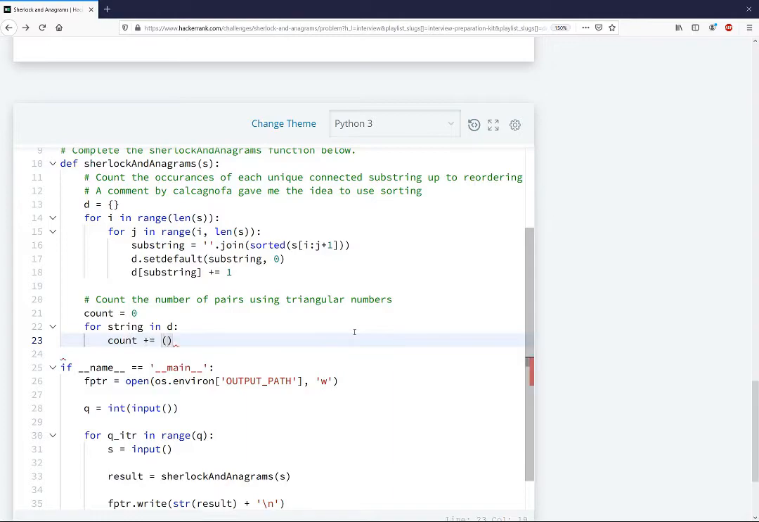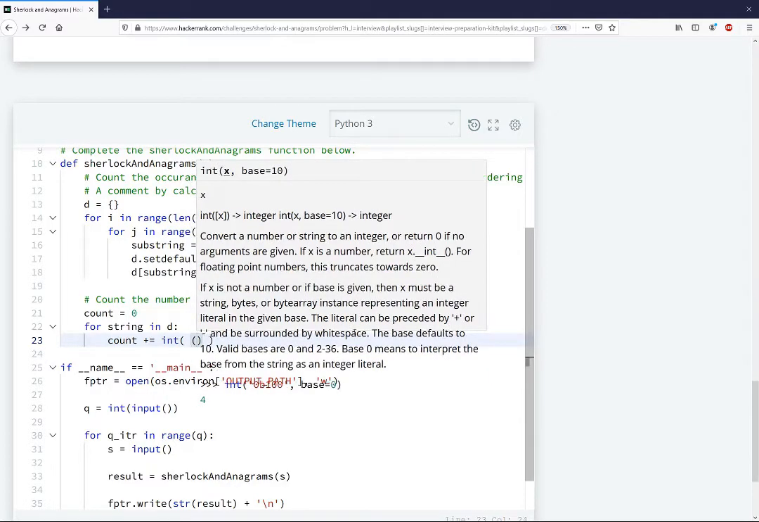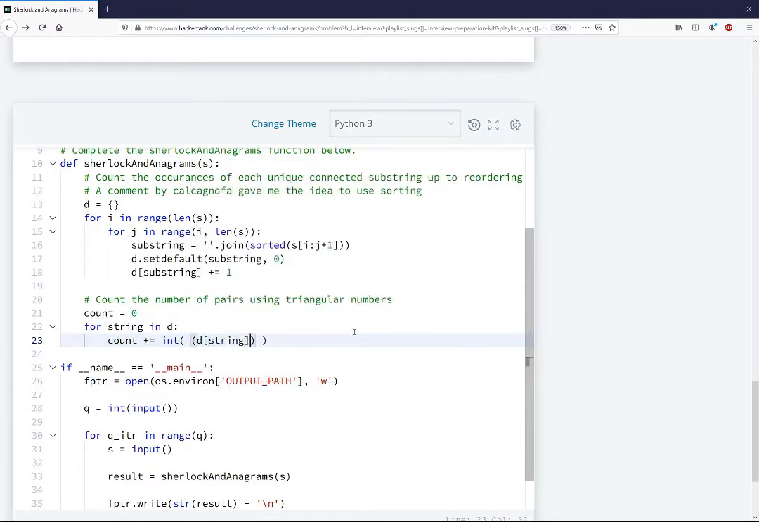Now, let's see, what I wrote here was integer. Okay, so I use the formula. We take the entry, the number of occurrences of string minus 1, times the value, divided by 2. And this is literally just the formula that we had before. I'm not putting the numerator in parentheses because it will just read left to right, and so this is fine.